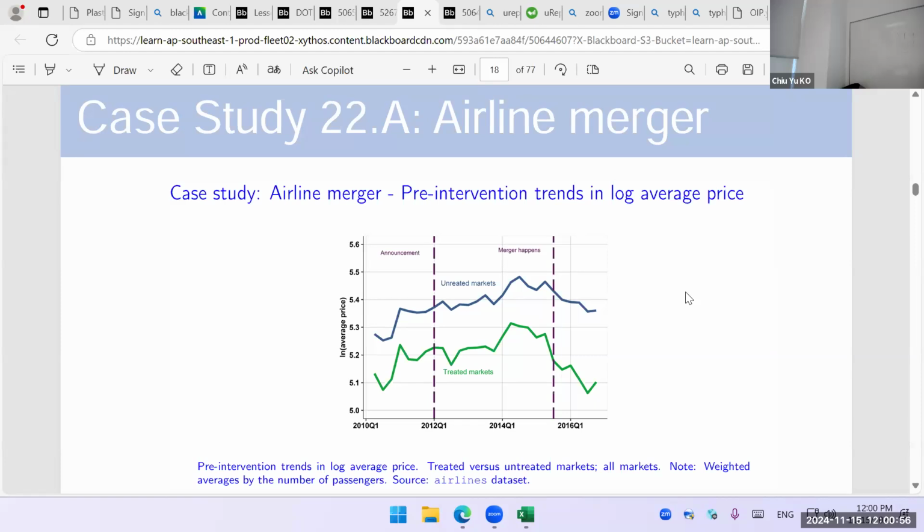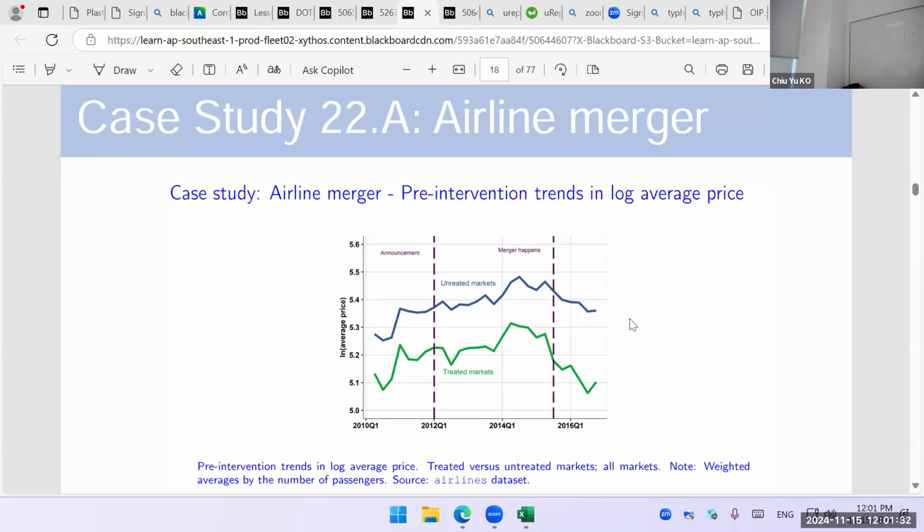So you want to draw a graph of the price before they merge. This is to separate them. The green one is the treated market, because this is the market where they overlap when they merge. This is the market where they don't overlap. You want to see if they're related, and it seems that they go in the same direction. And so it seems that using DID for the merger is a good approach, right?